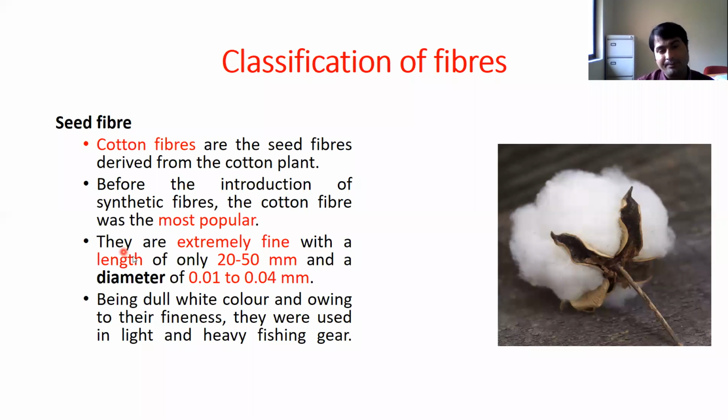Then here what you have to remember is the length and diameter for all the fibers. So length of this seed or cotton fiber is generally 20 to 50 mm and diameter 0.01 to 0.04 mm. This is most important and most commonly comes in competitive exams. Length of all the fibers and how much diameter. Because of this dull white color and owing to the fineness, they were used in the light and heavy fishing gear. Either we can use the seed fiber in heavy fishing gear or light fishing gear.